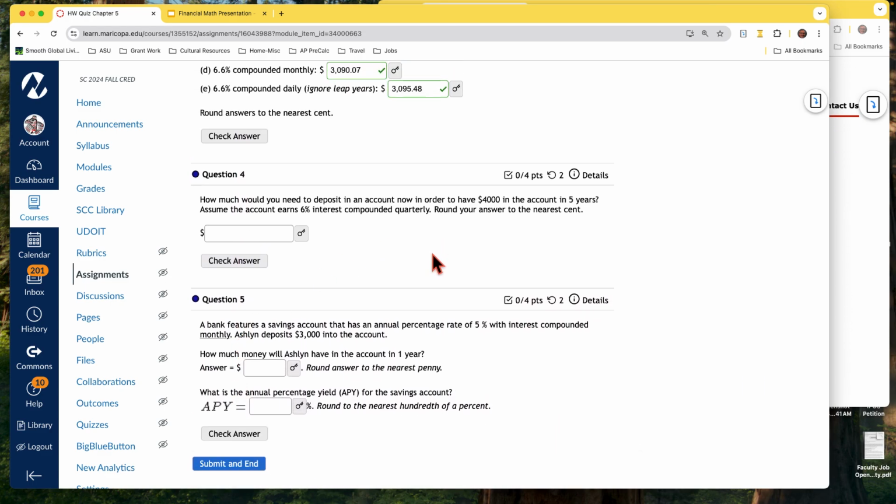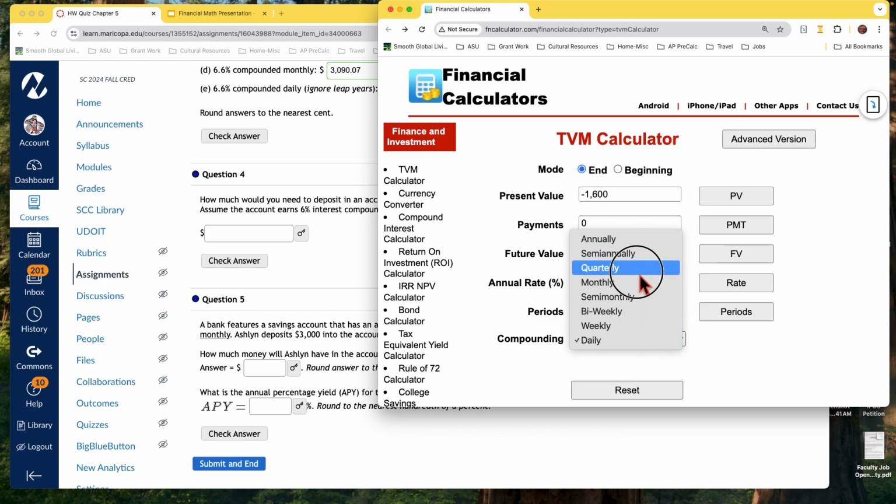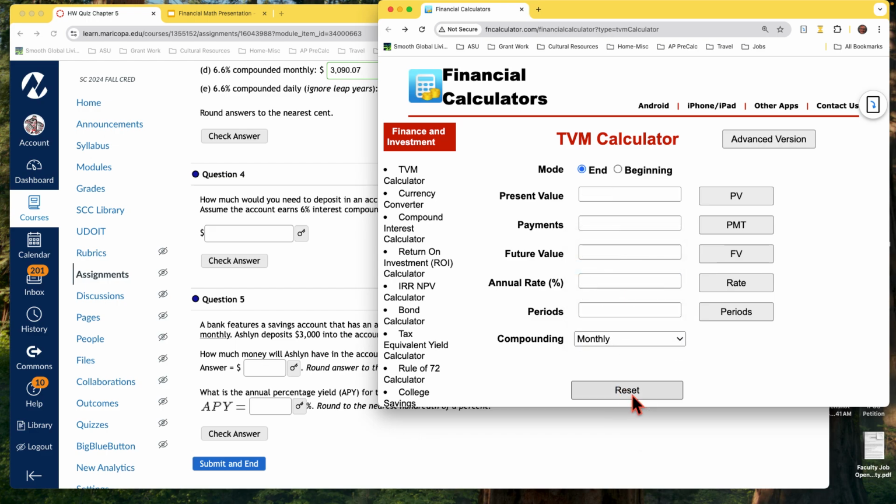How much would you need to deposit in an account now in order to have $4,000 in the account in 5 years? Assume the account earns 6% interest compounded quarterly. Round your answers to the nearest cent. Okay, so it's a TVM solver. We're compounding quarterly. And actually, if you hit the reset on this, it clears everything out. Goes back to the settings.